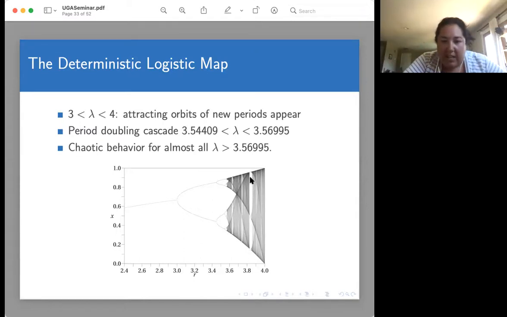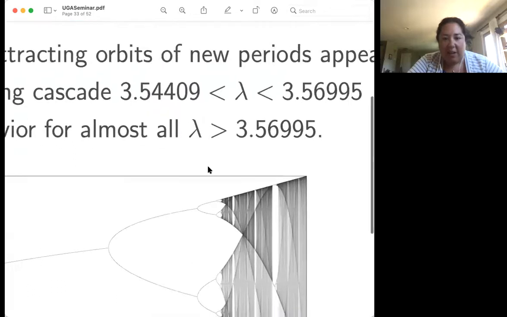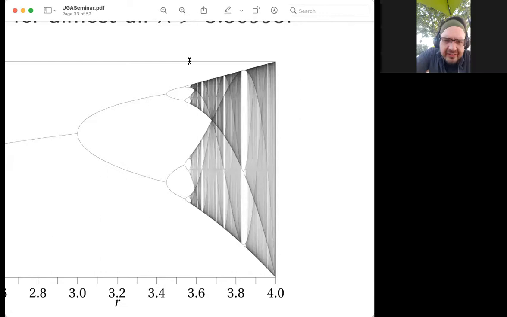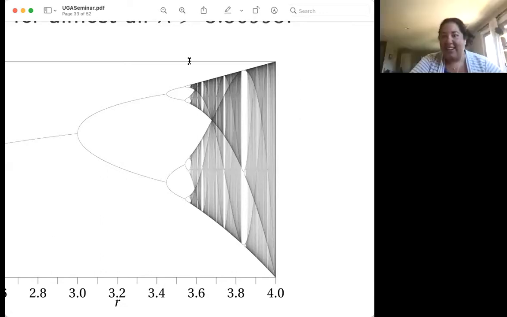You might notice slightly bigger than 3.8, there's this sort of white band. Can anyone tell what the period of the attracting periodic orbit is looking at that? I realize it's small. Can I zoom in? There we go. Can anyone tell? Is it 3? It's 3, yeah.